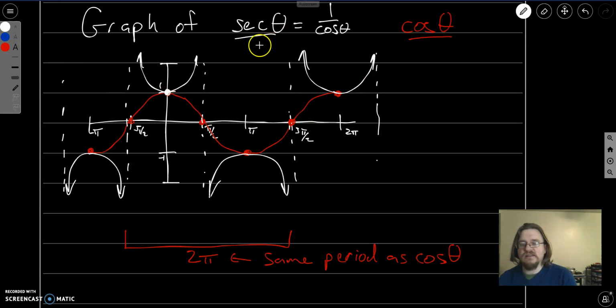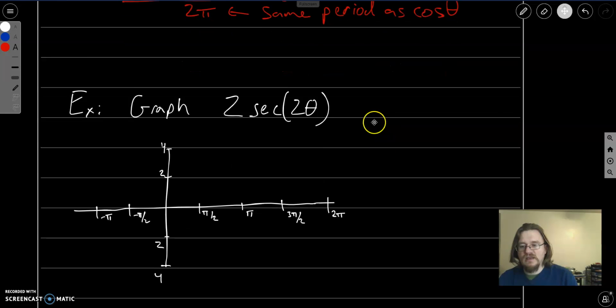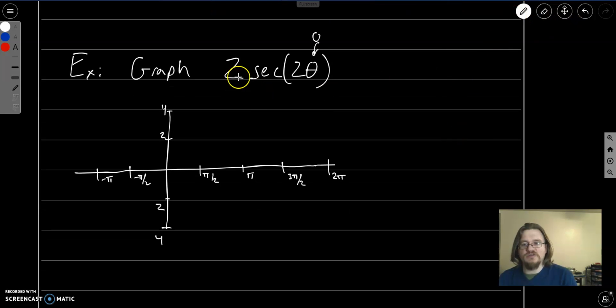Well, the nice thing about the secant is that at 0 we should be at 1, in the same way that the cosine of 0 is 1. So if I were to plug a 0 into here, what would I get? This would be 2 times the secant of 0. Well, the secant of 0 is 1, and 2 times that is 2.